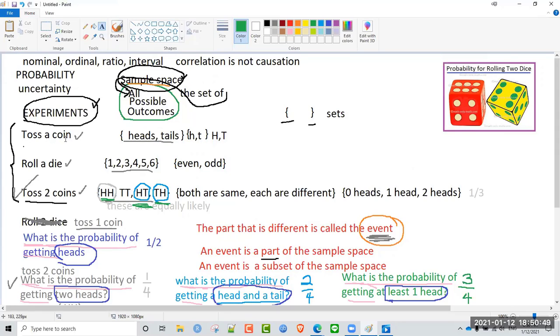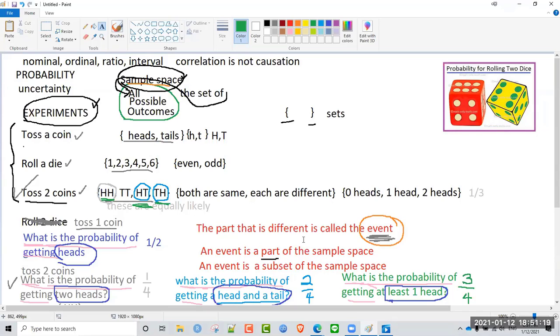If we're tossing one coin, it's heads, tails. If we're rolling a die, it's 1, 2, 3, 4, 5, 6. If we're tossing two coins, it could be this. We said it could be other things, but this one is the most useful way to express it. And then we know what we mean by an event. An event is part of the sample space, or a subset of the sample space. Okay, does everyone understand this?